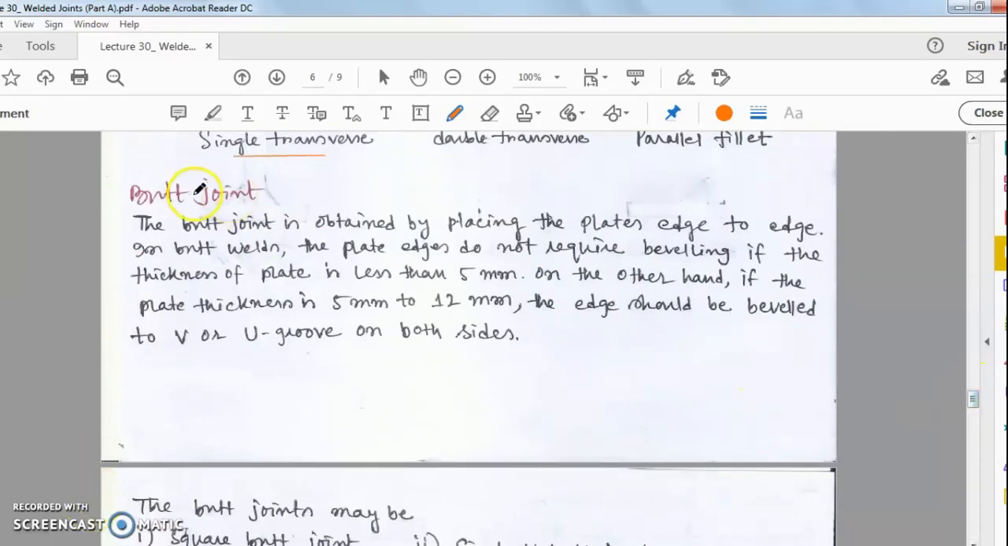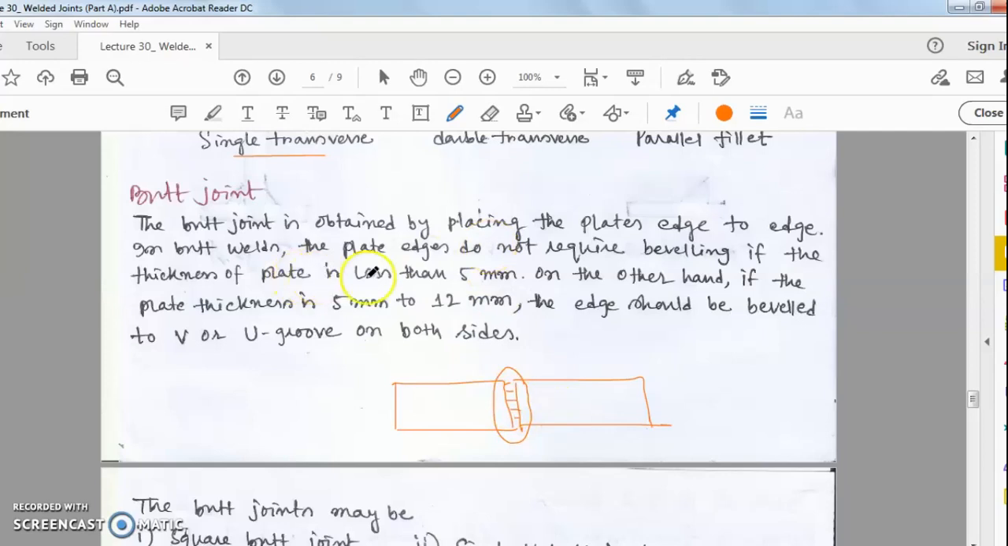Next, another method is the bar joint. Now the bar joint is obtained by placing the plate edges edge to edge. That means if it is metal number 1 and metal number 2, they are just placed beside each other, and this particular part is joined. This is called the bar joint. In case of lap joint, we have seen that one metal is placed over another metal, but here you can see these two metals are placed just beside each other. So an edge to edge joint is there.